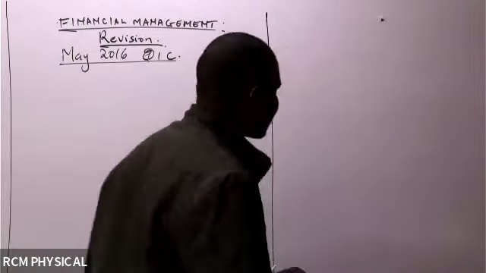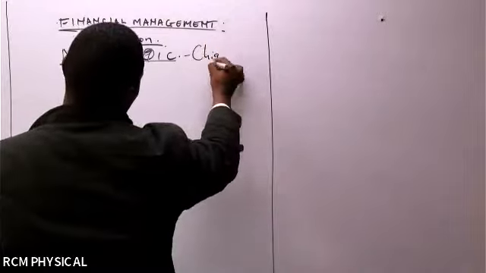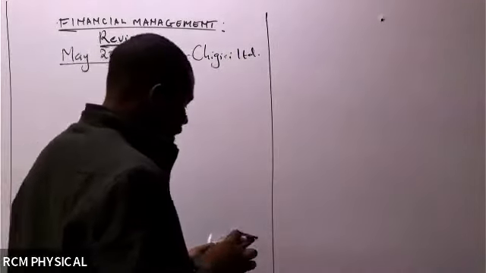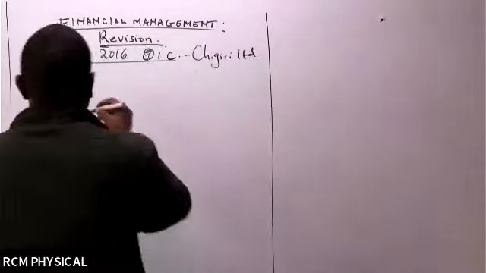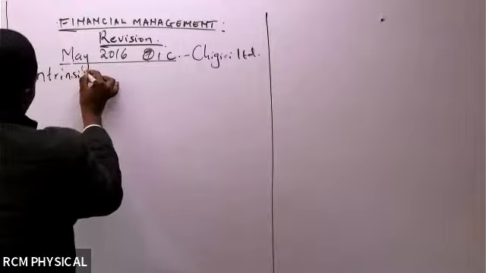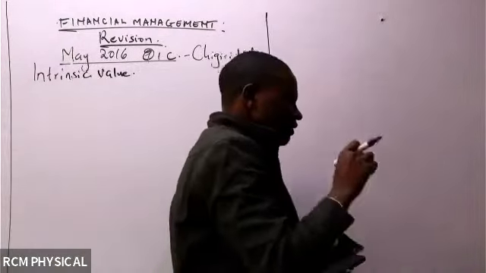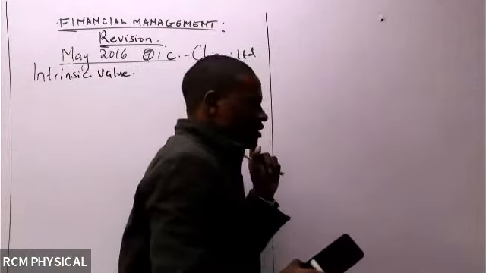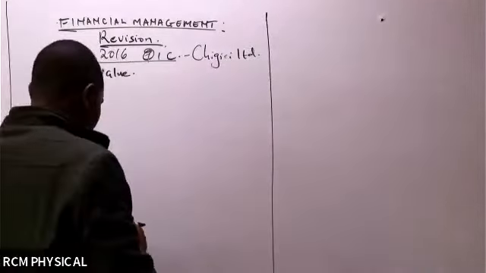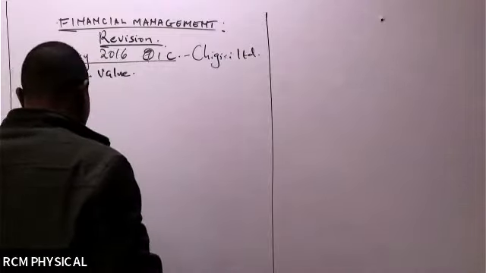So from business valuation, Chigiri Limited, and we need to compute what? The intrinsic value. So today we are trying to remind ourselves of the intrinsic value computation, and this one, if you look at it very well, is under ordinary share. Therefore, I need to get a present value.